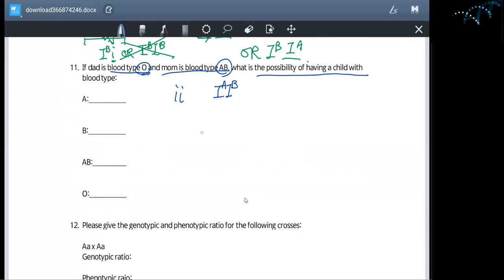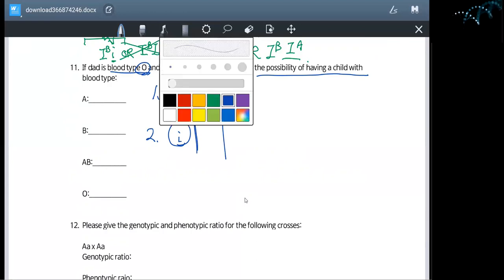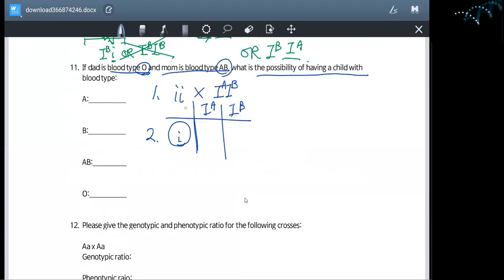Let's do this. First, list out your genotype. Second, you're going to list out the gametes. What type of gametes does dad generate? Only one type, which is little i. Mom, however, can generate two types. Okay, she can do big IA or big IB. So when you do number 3, which is you cross them, I'm going to use another color, then you have big IA, and then you have little i. You got big IB, and then little i.